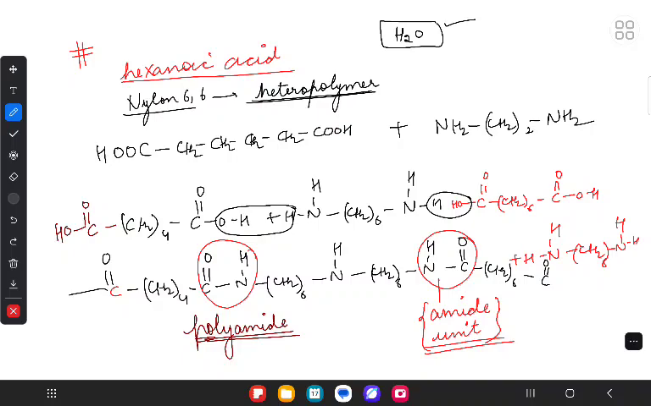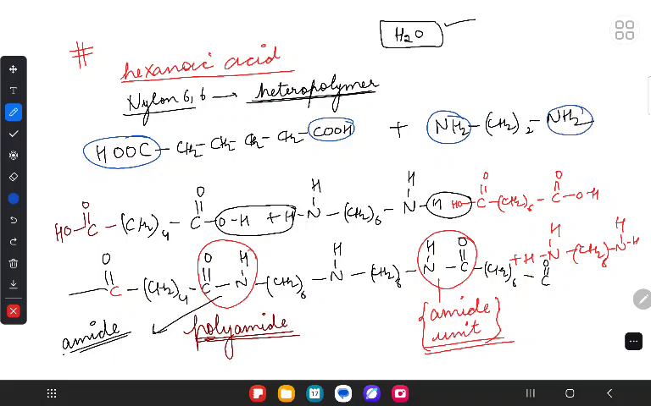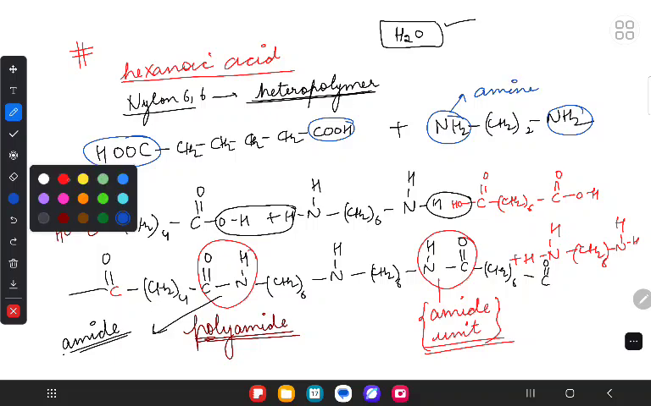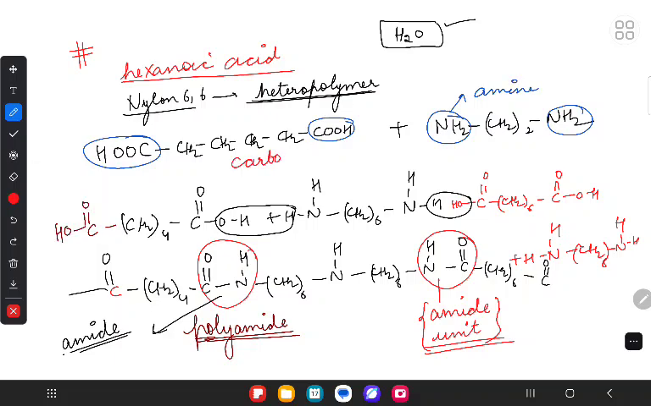Because the amide linkage is getting repeated again and again. And what is amide linkage? Amide linkage is basically formed from those substances where one part is COOH and one molecule has an NH2 group. So any molecule with an NH2 group and any molecule that is called a carboxyl. Are we understanding?